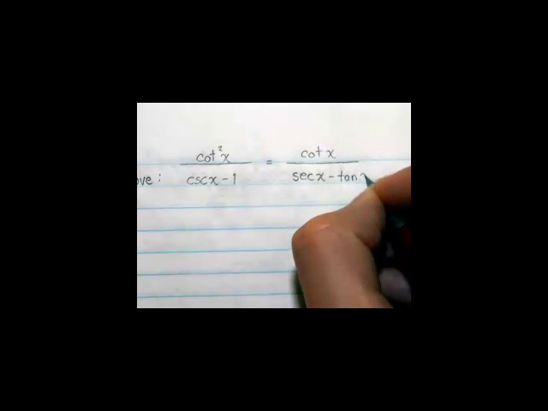Sometimes you'll see ones that look like this, and it's going to be really difficult to determine which side of the equation to start from. So, there's a trig identity: cotangent squared over cosecant x minus 1 equals cotangent x over secant x minus tangent x.